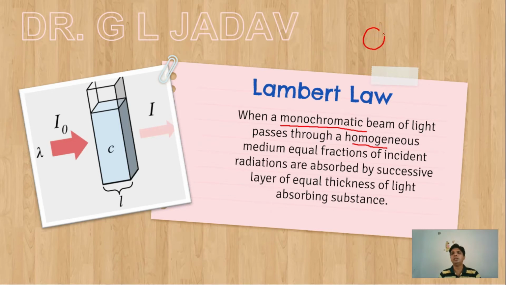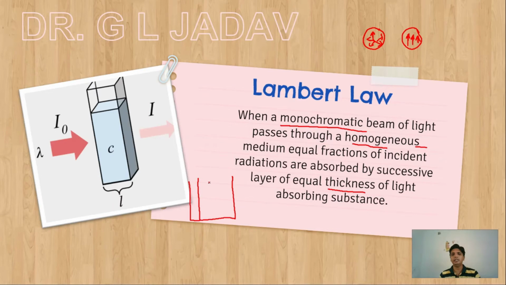A polychromatic light is somewhat like this. It is scattered in all directions, while a monochromatic light that we are going to use frequently is in a single direction. These are monochromatic light in a homogeneous medium. Now the law is based on thickness. What does the law simply say?